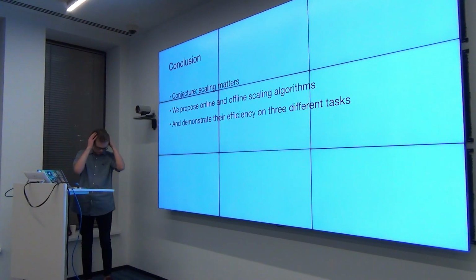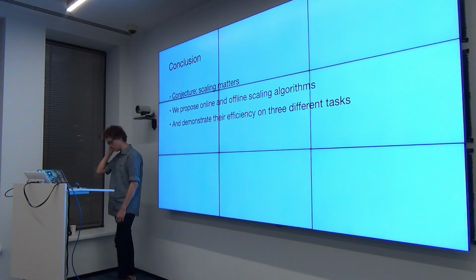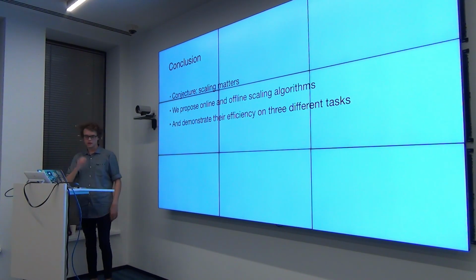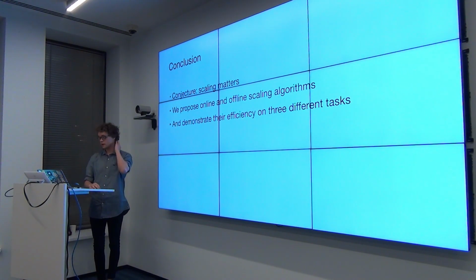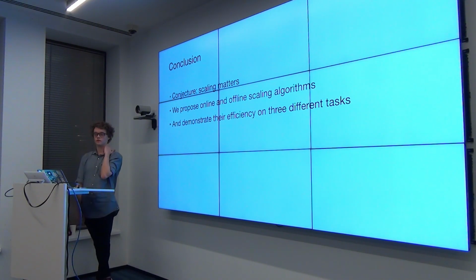So let me conclude. We conjectured that the scaling is the main reason joint training fails. We proposed offline and online scaling algorithms and demonstrated their efficiency on 3 different tasks.